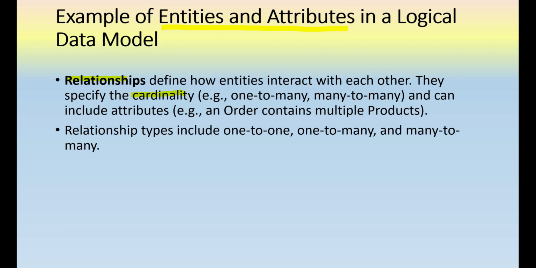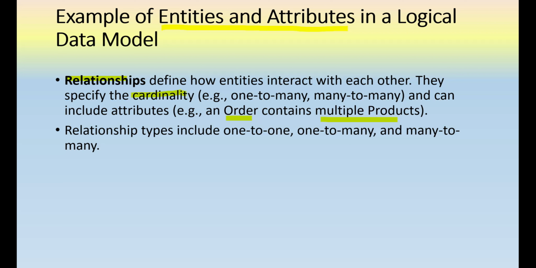Say for example, order contains multiple products. One order can have multiple products. So one order can contain multiple products. It is one to many. Okay. That's one example of cardinality, right? And there might be other cardinalities we will see in detail in the coming slides.